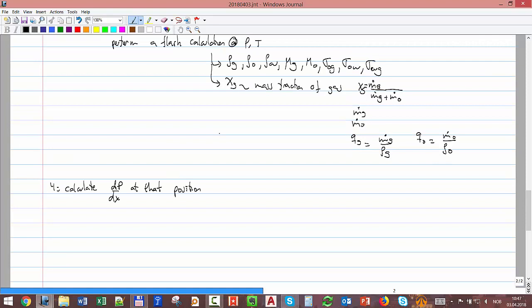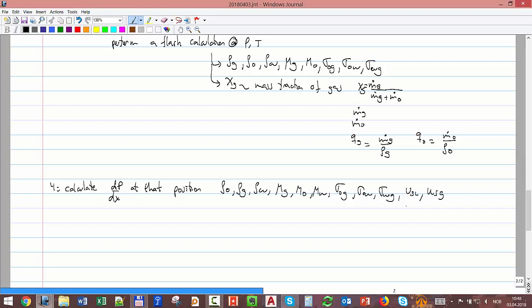Yeah, here I don't want to go too much into details, but basically I use densities, viscosities, surface interfacial tension, and then the most important, I use the superficial velocity of liquid and the superficial velocity of gas.